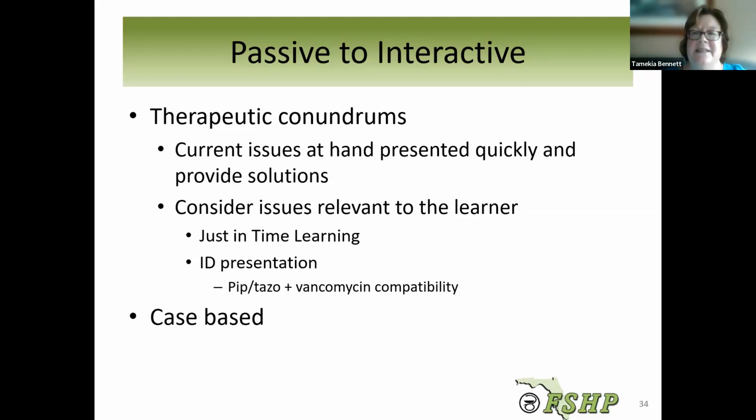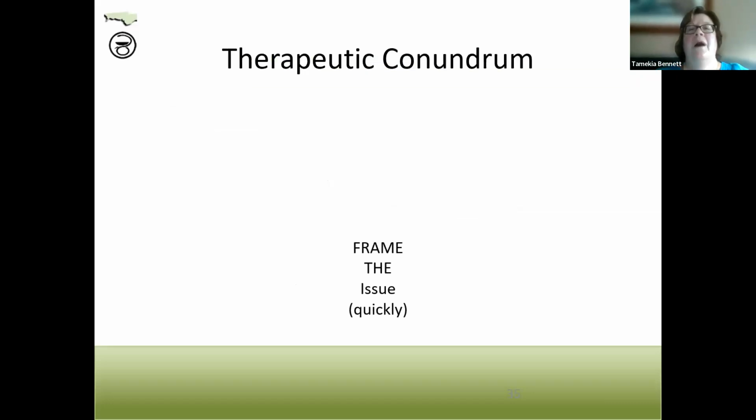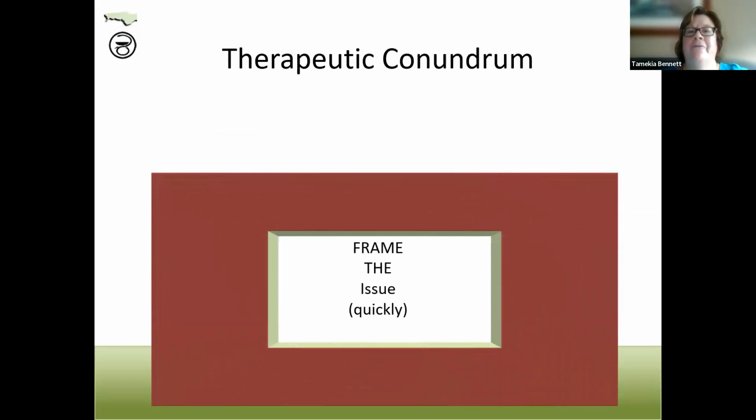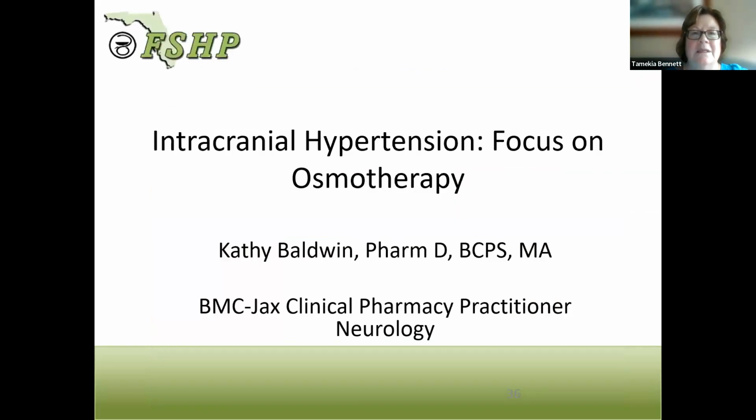And use cases in doing so. So I'm going to quickly give you a therapeutic conundrum and frame the issue. You give, hey, this is the problem, but let's move on to what the solution is. So I'm going to demonstrate for you very briefly. This is a very old presentation, and I don't want you to get the clinical value out of it more so than the educational value. But I'm going to role model this for you right now.